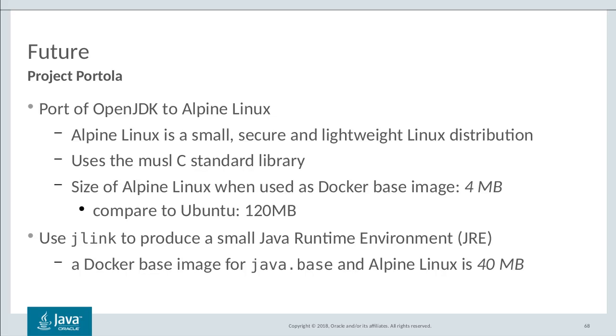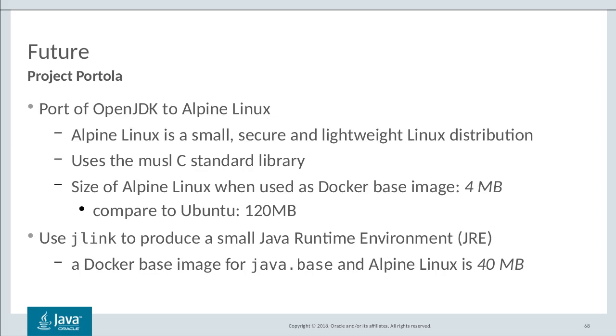You can compare this to Ubuntu, which when used as a Docker base image weighs in at a whole 120 MB. Now JDK 9 introduced a tool called jlink, which enables you to create your own small Java runtime environment consisting of precisely those modules needed for your Java application. If you combine these small Java runtime environments tailored for your Java applications together with the Alpine Linux Docker base image, you wind up with very small Docker images for your Java apps.